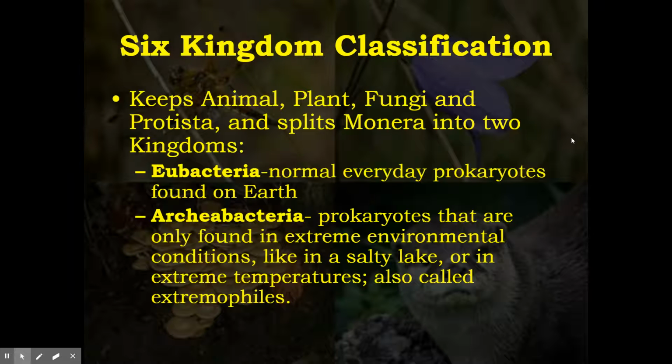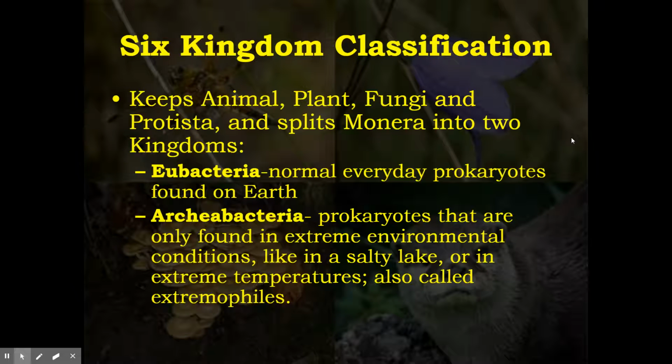Then we have something that's called archaebacteria. And these prokaryotes are, I call them like the Chuck Norris of bacteria. What happens is they can live in places that are really harsh conditions, like a really salty lake. It can live in extreme temperatures, like a thermal vent in the ocean or things like that. And sometimes they're also called extremophiles. What that just means is that they love extreme environments and that sort of thing.